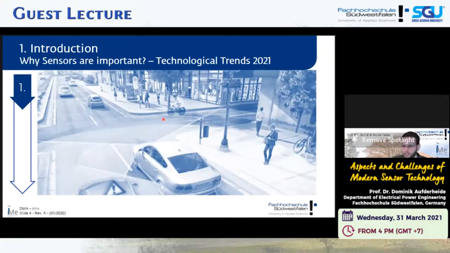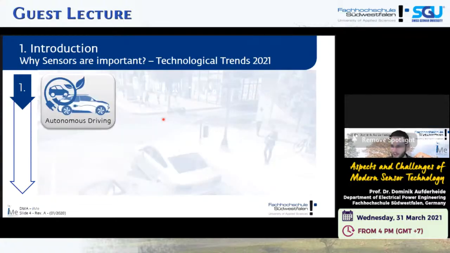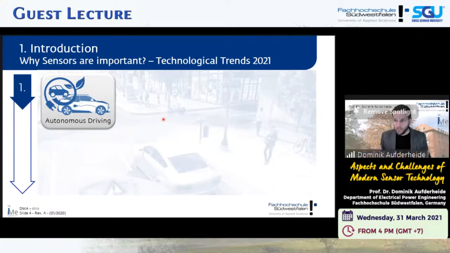Starting with the introduction, I'm showing some of the technological trends we can all see and feel around us. One of the technological trends I want to cover here is autonomous driving. This is, as you can imagine, one of the biggest topics in Germany right now, because in Germany we have a lot of traditional car manufacturers. In recent years, you all see car manufacturers like Tesla actually challenging our classical German car manufacturers like Mercedes, BMW or Volkswagen.